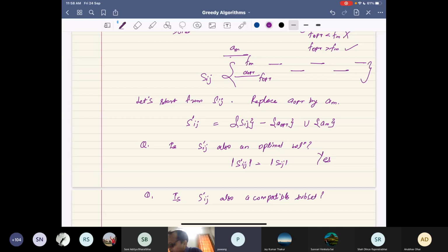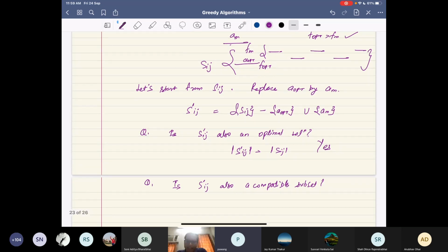Sij was compatible. Is S prime ij also guaranteed to be compatible? Yes, sir. Because all activities were after the finish time of the earlier activity, and here I'm choosing an activity that finishes even earlier. So this will remain compatible, right? So the answer is yes. Anybody has a doubt here, you can just ask.